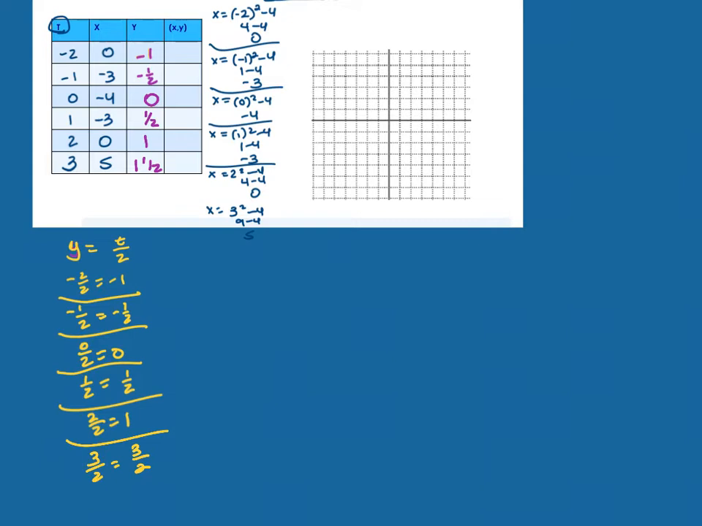So I'm just taking the t and plugging it into the x equation, and then taking the t and plugging it into the y equation. So then my coordinate points are the x's and the y's. So 0, -1, -3, -1/2, -4, 0, -3, 1/2, 0, 1, and 5, 1.5.